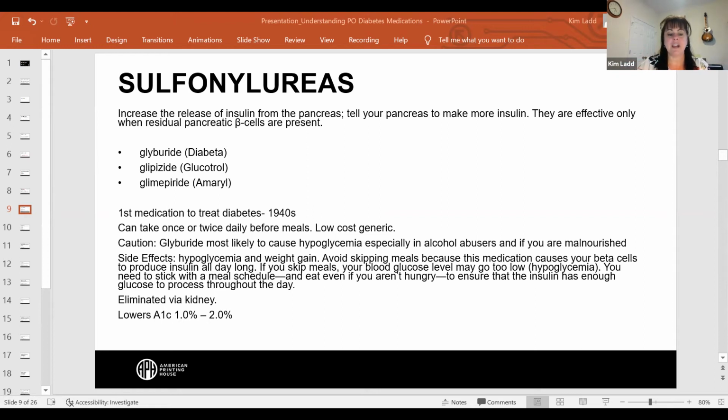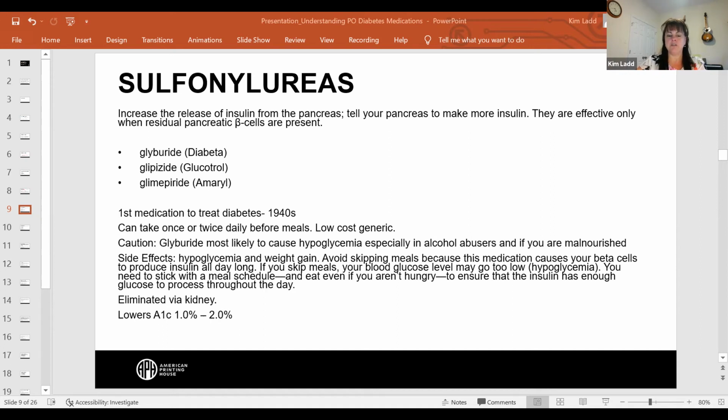So that's the main side effect with these. Also, if you tend to drink a lot of alcohol or you are malnourished, with glyburide, which is probably the most popular of these drugs, you are more likely to have hypoglycemia. Usually you take it once or twice a day with a meal. These tend to also lower your blood sugar levels by 1 to 2% on your A1C. These are the cheapest medications.